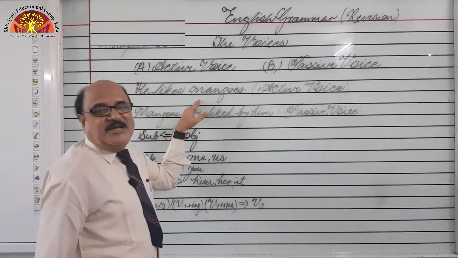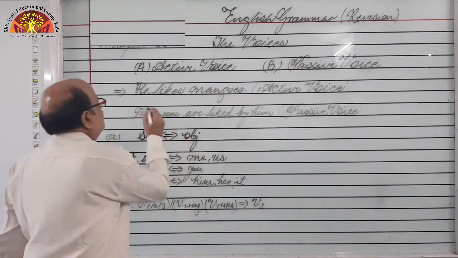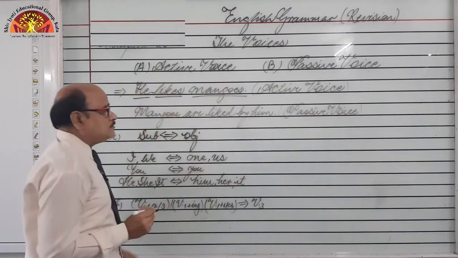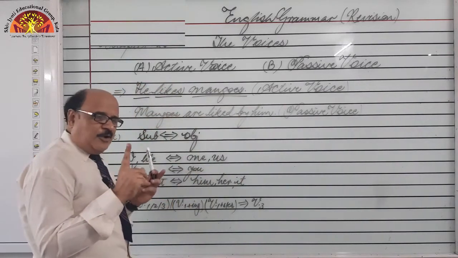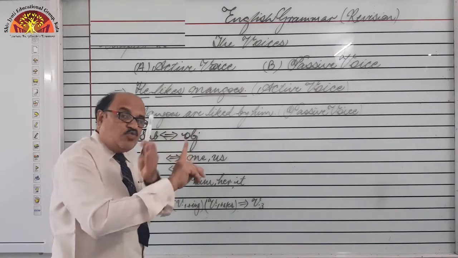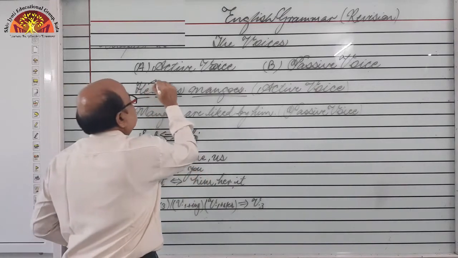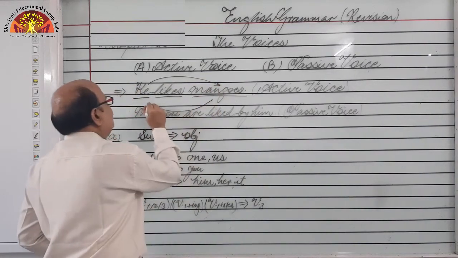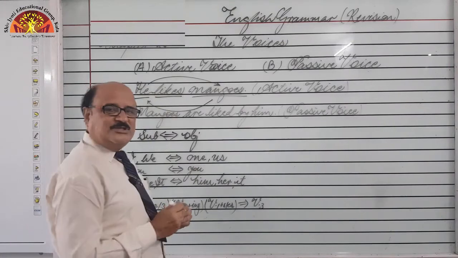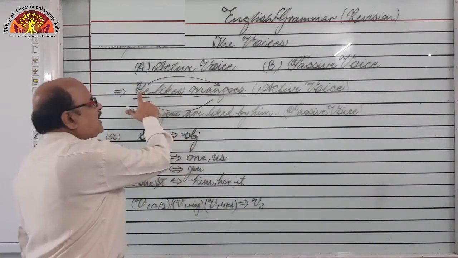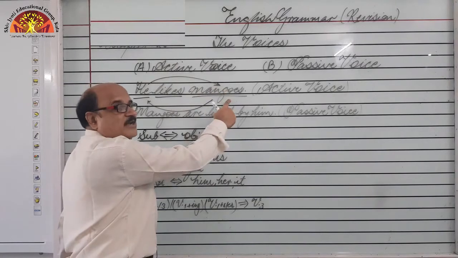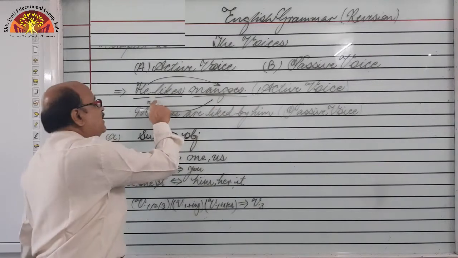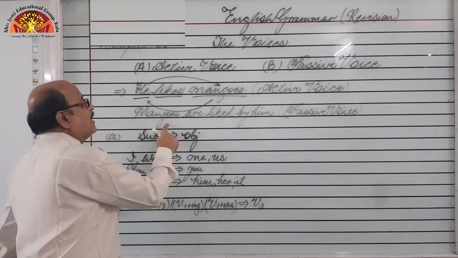So how to change it into passive voice? Very simple. This is the subject, this is the main verb, and this is the object. First of all, the subject and object are to be swapped. So this subject takes the place of the object, got it? And this object will take the place of the subject. So he is to be transposed to the end of the sentence. After transposition, the word mangoes will be used in the beginning. So here in the answer you can see mangoes.